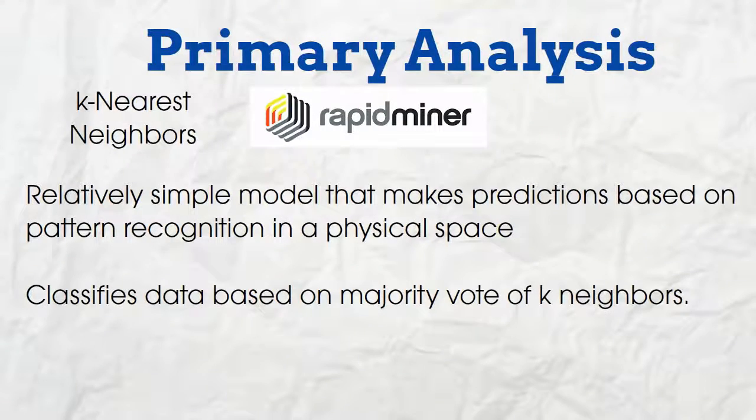K-nearest neighbors is a simple model that makes predictions based on pattern recognition. It classifies observations based on the majority vote of their k-nearest neighbors. K is an integer that is chosen by the experimenter.